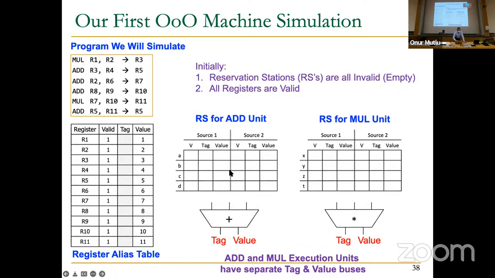Register alias table, reservation stations for the different add and multiply units. And we have add and multiply as separate execution units, and they have separate tag and value buses, as you can see. So whenever an instruction is ready, it gets scheduled to its execution unit. It has a source one value, source two value, as well as a tag it's going to broadcast. That's why you have three inputs over here. The tag is the reservation station ID. So we're going to rename the registers to the reservation station IDs as we discussed.